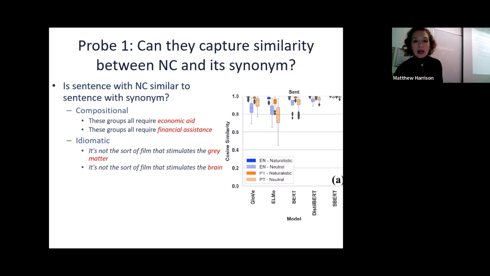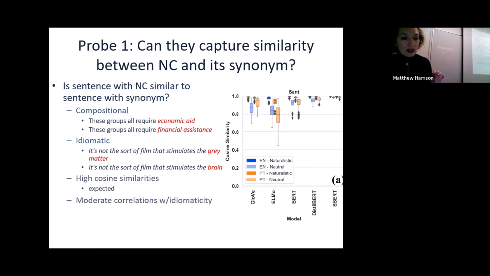And I'm glad to tell you that when we compare the cosine similarities here for different models in the x-axis, so from GloVe, ELMo, more static, partially contextualized, and then very contextualized models, and the cosine similarity between the sentence and the variation, all of the models perceived this to be the case. So they passed this first test, gave us high cosine similarities, but they seemed to think that this was related to idiomaticity, which it wasn't, because the gold standard synonym is the gold standard synonym for idiomatic and for compositional cases.